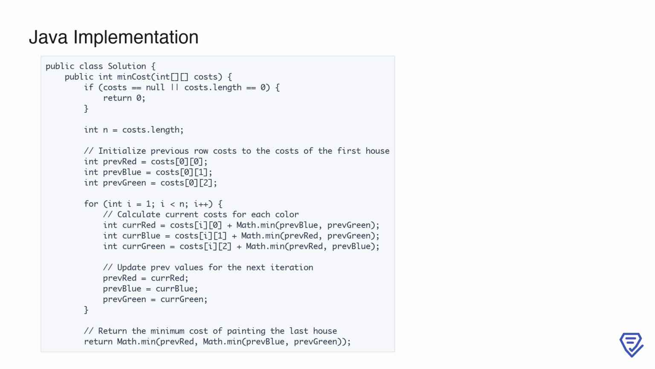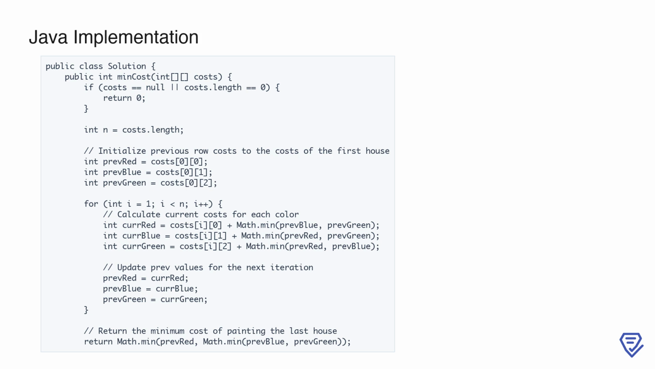These variables keep track of the minimum cost of painting up to the previous house for each color. After this, we enter a loop that starts from the second house and iterates through all the remaining houses. Inside the loop, for each house, we calculate the cost of painting it red, blue, and green.